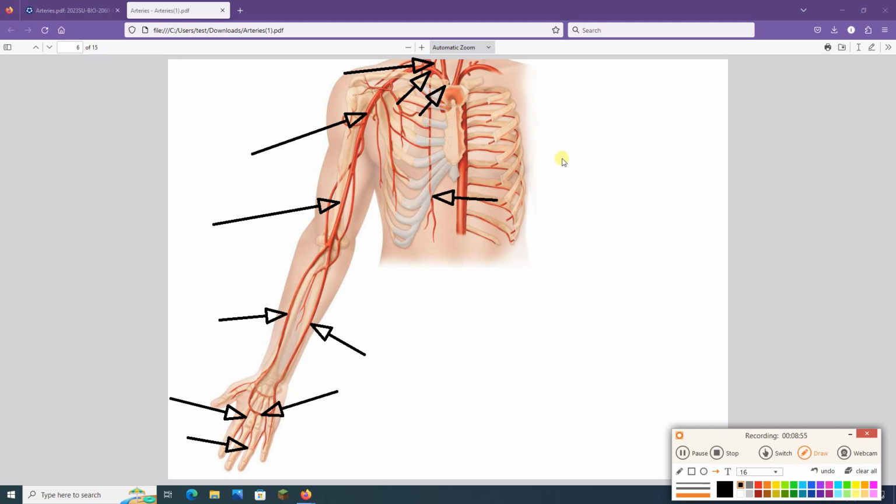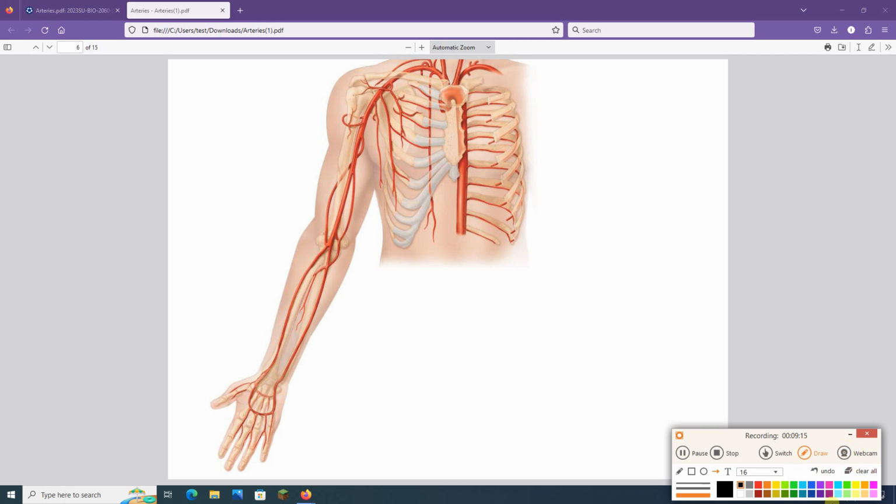Note that if we were doing the left subclavian, right there, on the left side, we do the same thing. The only difference between the right and the left here is that brachiocephalic is on the right, but it's not on the left. All right.